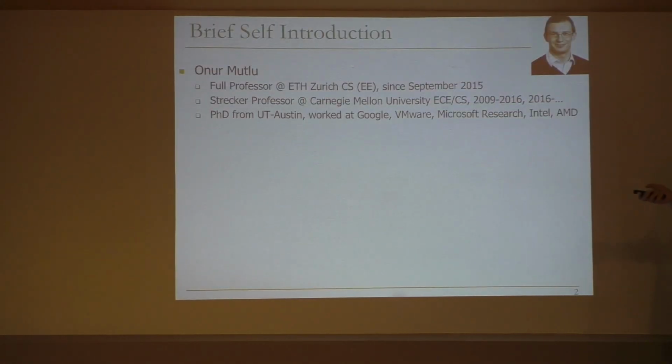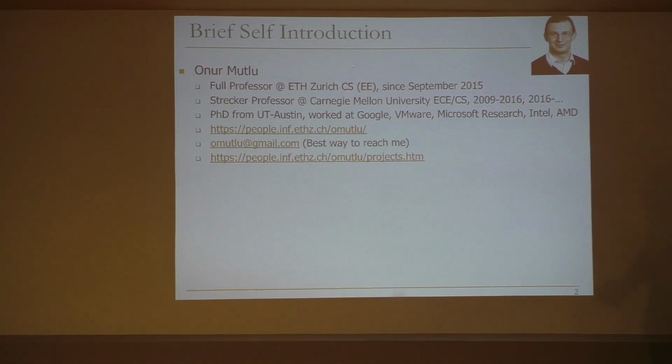But before I start, let me give you very quickly, I'm at ETH, as Igor mentioned. I used to be at CMU, I still have some PhD students at CMU. I got my PhD from UT Austin, and I worked at many different places. I started a computer architecture group at Microsoft Research. Worked a lot at Intel before that, and AMD during my PhD. I did a lot of internships, and then worked at Google and VMware, and I consult with companies also.